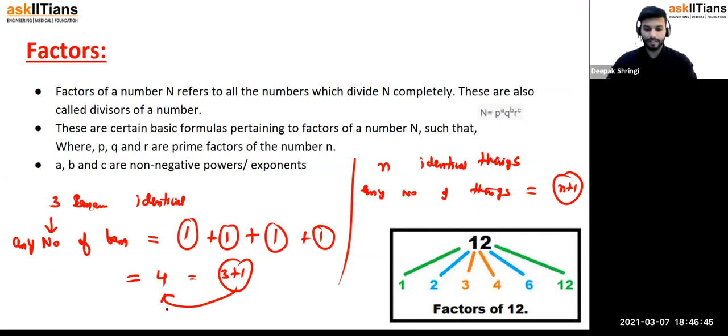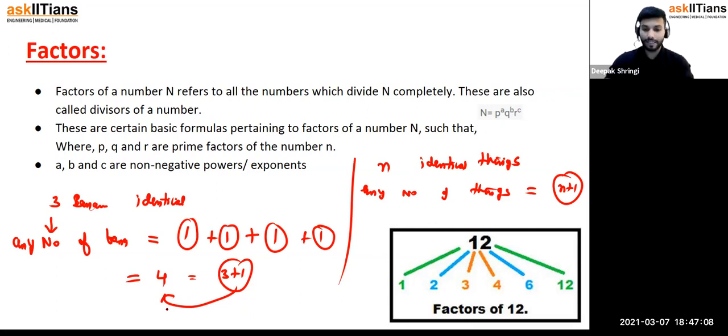I'll still tell you again, guys. Basically, if you have n number of identical things, out of which you have to pick any number of things, that means first of all, you can pick 0 things. To pick 0 things, you have one way. Picking 1 thing, you have again one way. Picking 2 things, you have again one way. Picking 3 things, you have again one way. So picking n things, you have again one way. So the number of ways are how many?